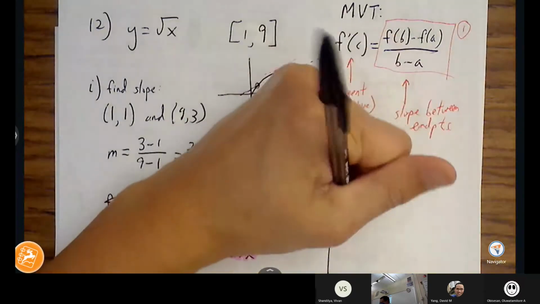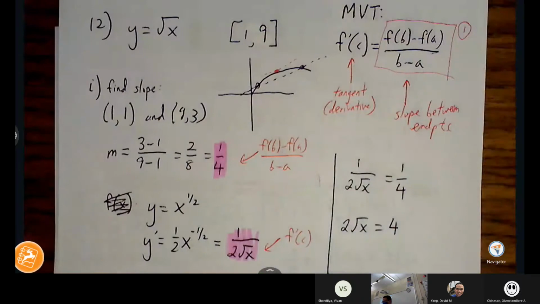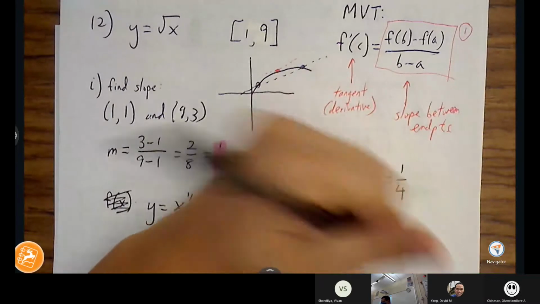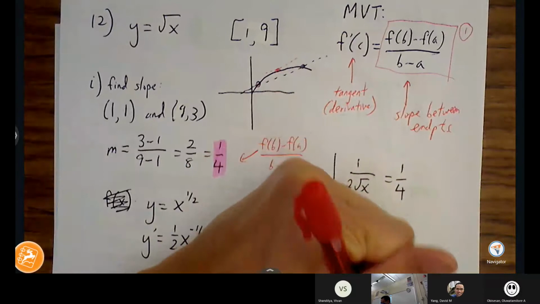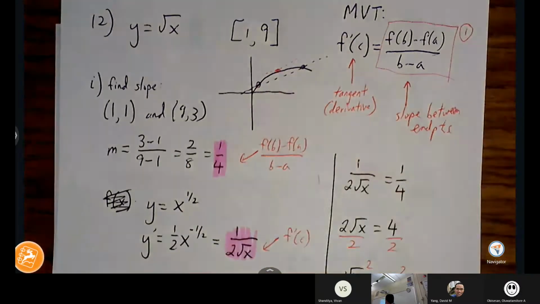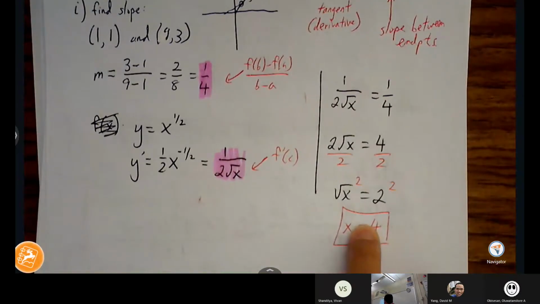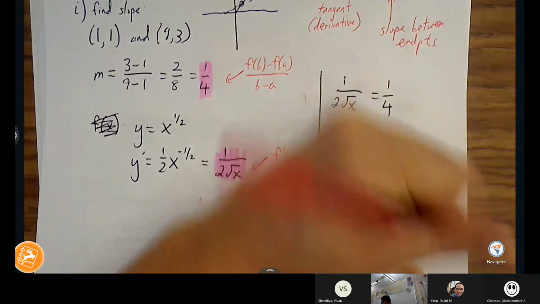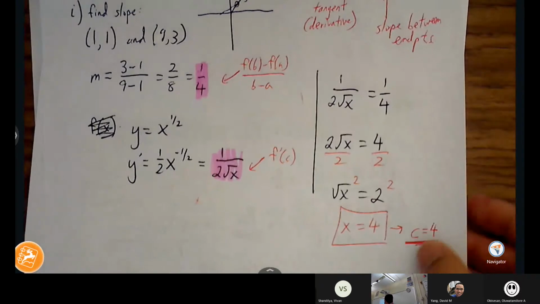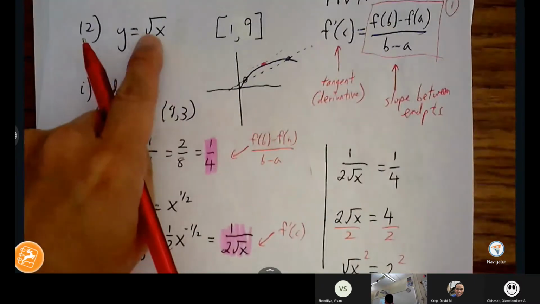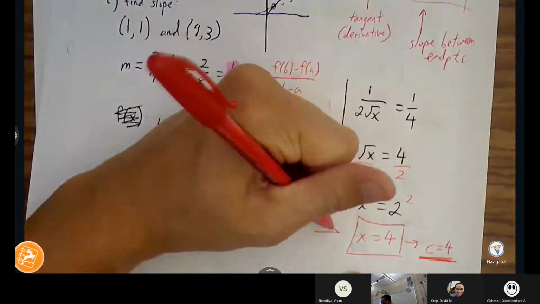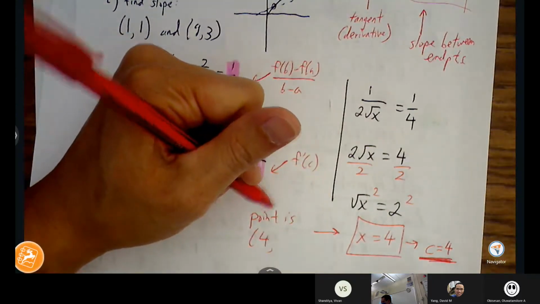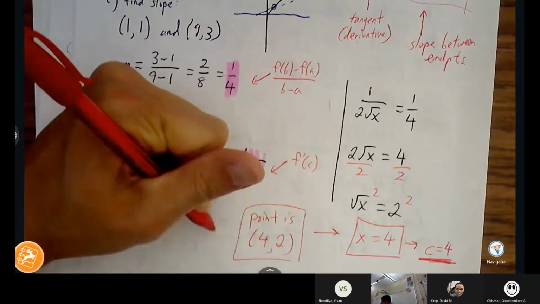Cross multiply. Square both sides. We only have one solution, and this should be a guarantee. This should fall nicely between the endpoints, and it does. It falls between 1 and 9, so our C value is 4. In the end, it's asking for the point, so we know that's the x value. We can just put that 4 back into the original function. So the point is 4, and then put 4 in for the x, square root of 4 is 2. So that's going to be our answer here, answer choice D.